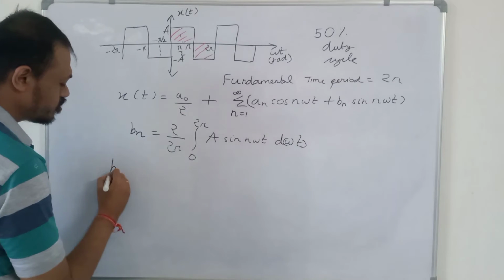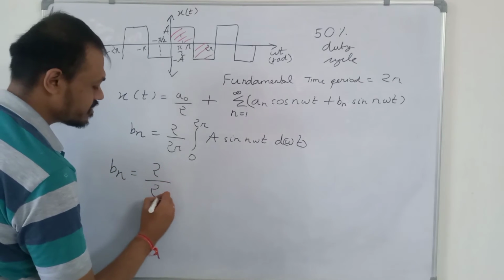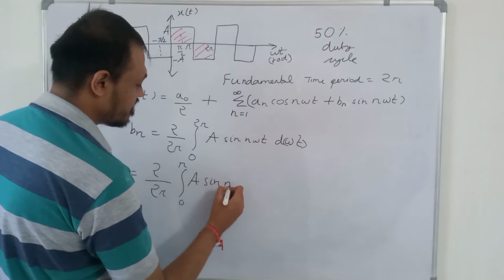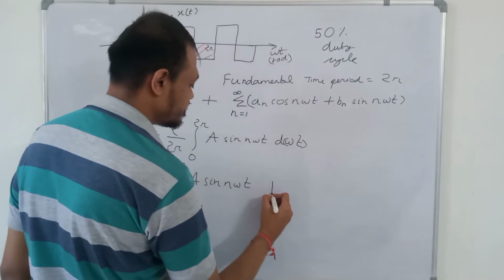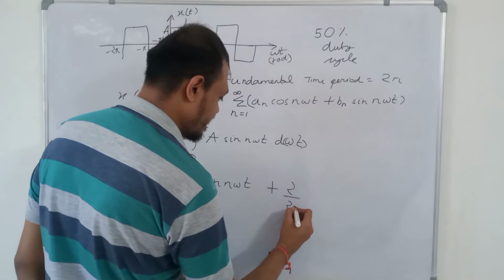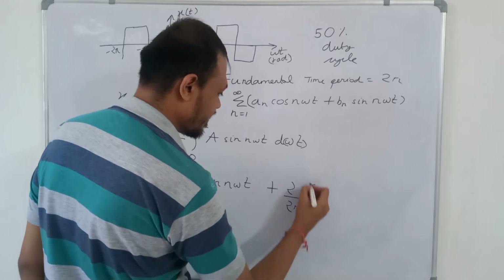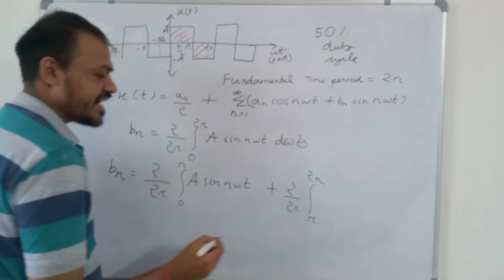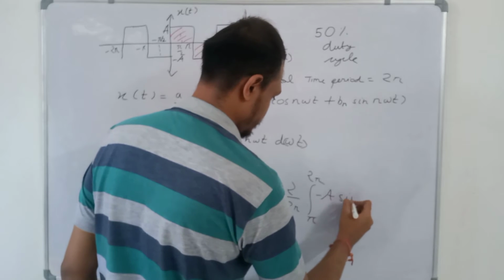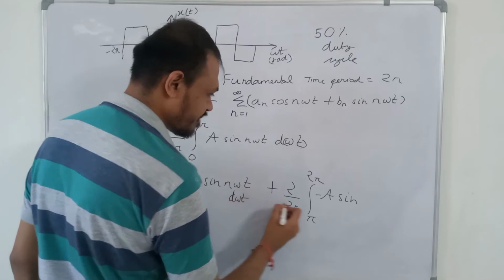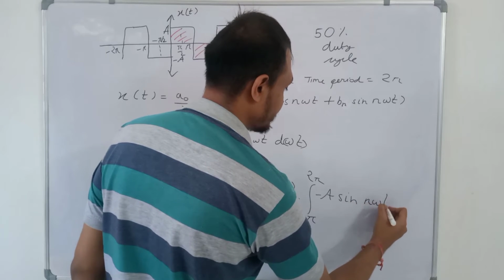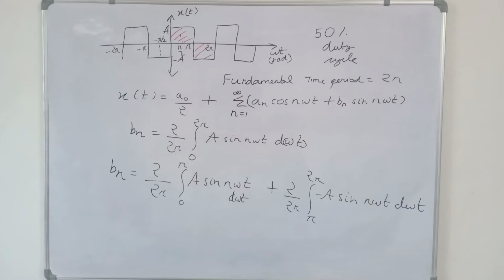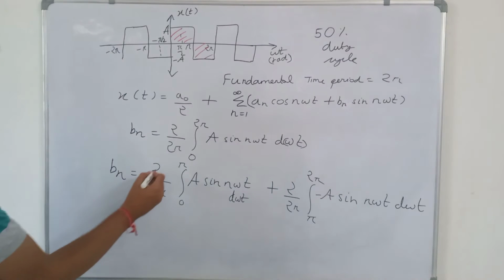Now we can split it into 2, so b n will be equal to 2 upon 2 pi integral from 0 to pi of a sine of n omega t d omega t, plus 2 upon 2 pi integral from pi to 2 pi of minus a sine of n omega t d omega t. We split it into two components because from 0 to pi it is a positive value and from pi to 2 pi it is a negative value. So 2 and 2 will cancel each other.